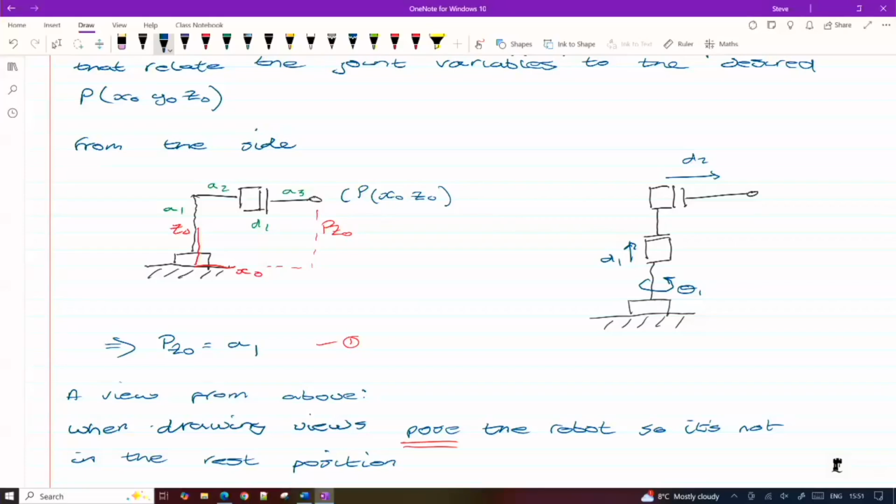So we'll have a pause there for 5 minutes, and then I'll continue with a few more examples, and we'll bring this subject of inverse kinematics to a close. Okay.